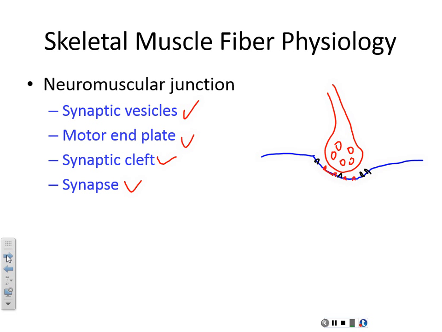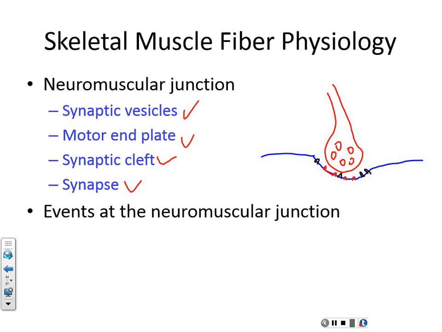Sometimes I might put them in the short answer and say, describe what is a synapse. At the neuromuscular junction, or I just say synapse, you should know that it's a neuromuscular junction. What is the motor end plate? The sarcolemma with the receptors. And then the events of the neuromuscular junction, which was most of the lecture, right?